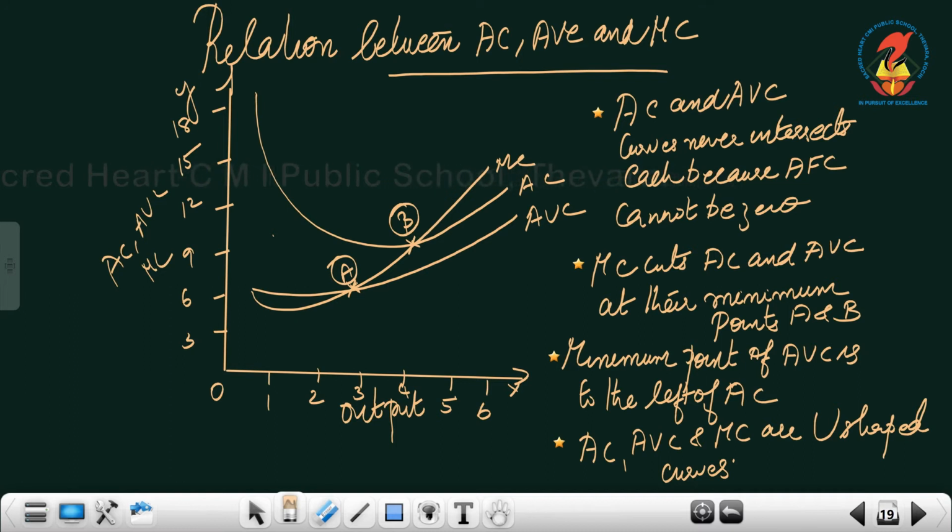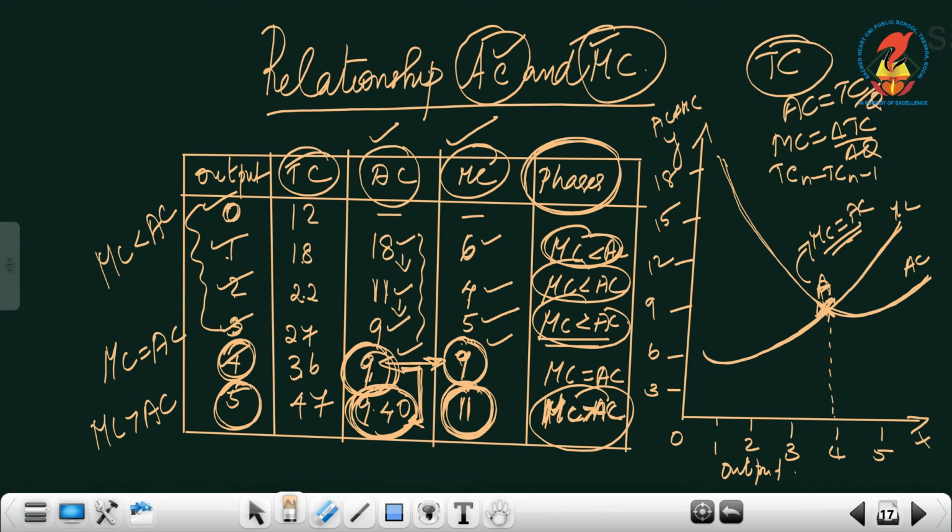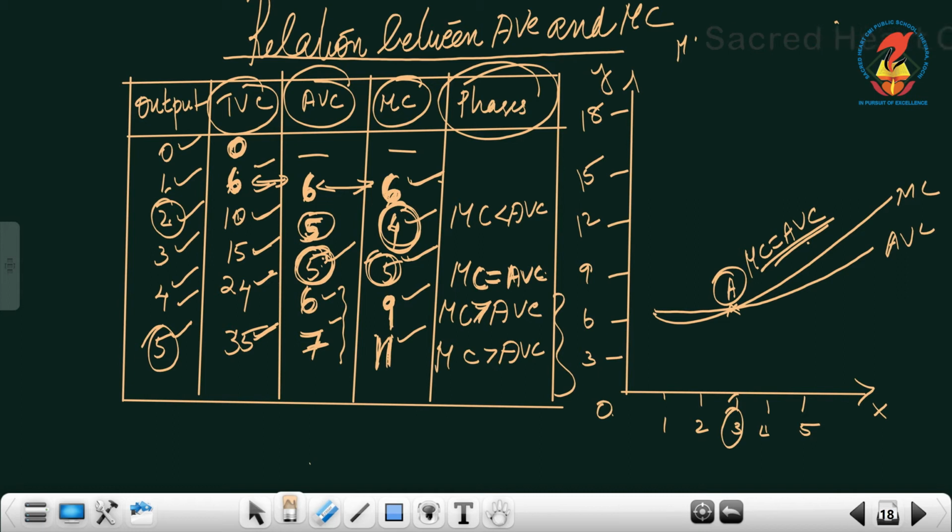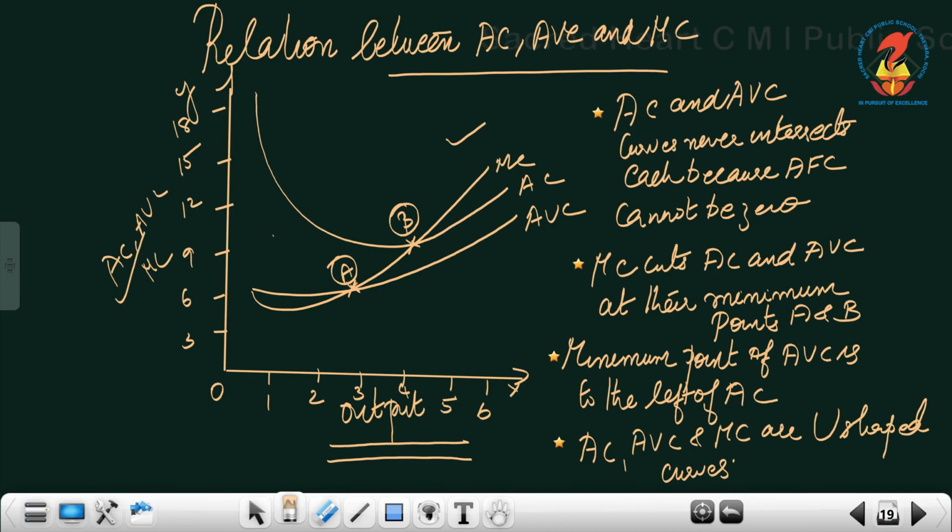Now let us learn the relationship. I have put output on the x-axis and AVC, MC and AC on the y-axis. Now I have clubbed all three curves in one figure. Whatever we have drawn here, see the point where MC and AC intersect and the point where MC and AVC intersect. Now you can learn the relationship from this diagram.